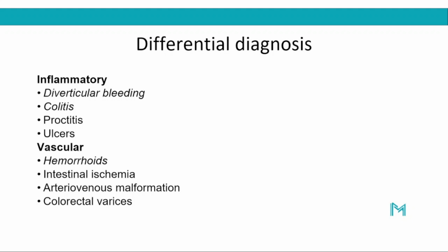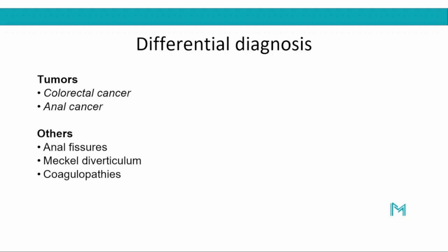You have arteriovenous malformations, which can also lead to bleeding. Under these vascular malformations, you might hear of a condition called Dieulafoy's lesion, but these are not very common. These are really rare conditions that can also bleed and present with bleeding PR. Then you have varices, so colorectal varices. Just as you have esophageal varices, you can also have varices occurring in the colon and the rectum, and these can also bleed. Other ones such as tumors, so you have another category of tumors.